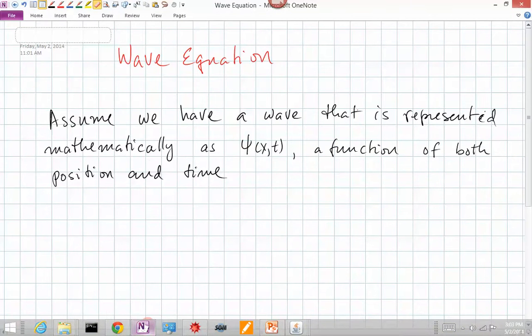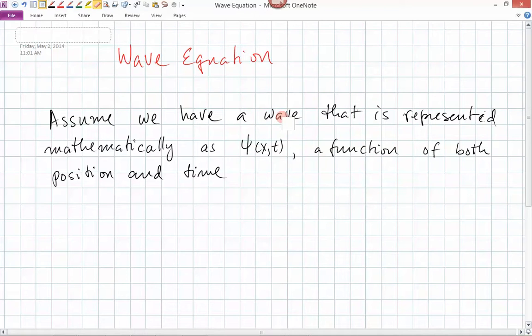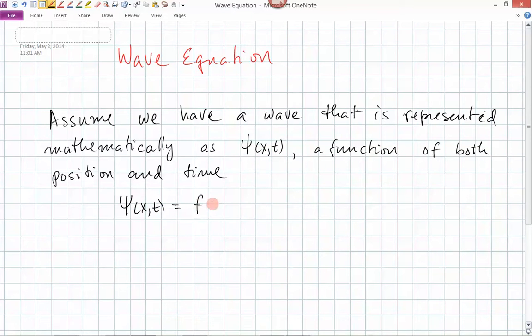Okay, in this video we're going to study the wave equation. So let's start by assuming that we have a wave that is represented mathematically by some function that depends on both the position and the time. As you can see here, it's a function of x and t. So we know from the previous lecture that phi of x, t can be represented as a generic function of x plus or minus vt, where v is the velocity of the wave.